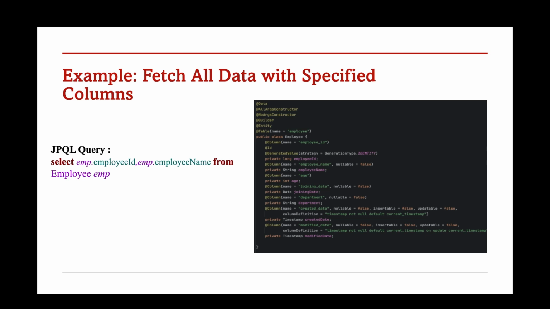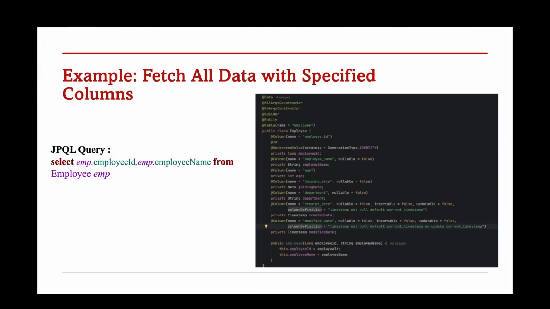One more thing to keep in mind, the order of fields in the constructor must match the order of columns in the JPQL query. If your query selects employee ID and employee name in that order, then your entity's constructor should also expect those fields in exactly the same order. So, if the constructor in your entity class expects the parameters in a different order, it won't work. Order matters when you're mapping query results to your entity.